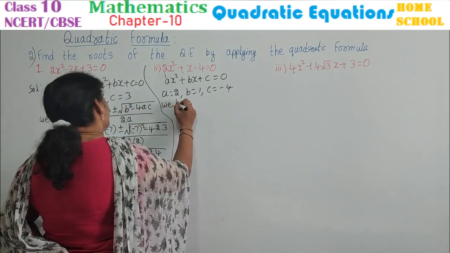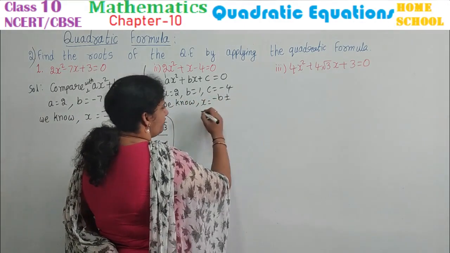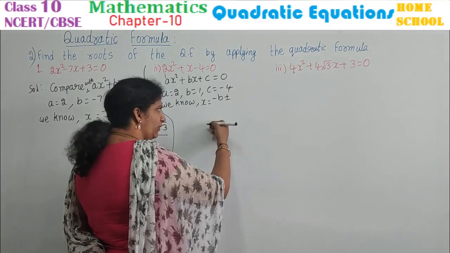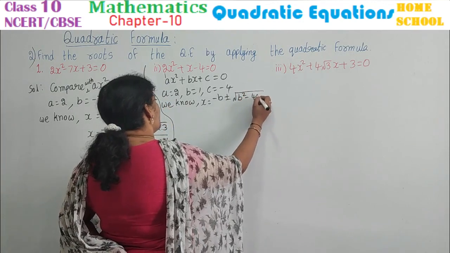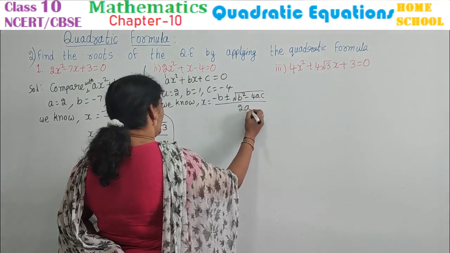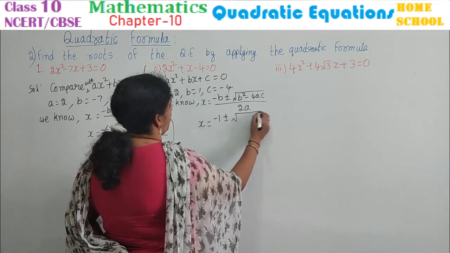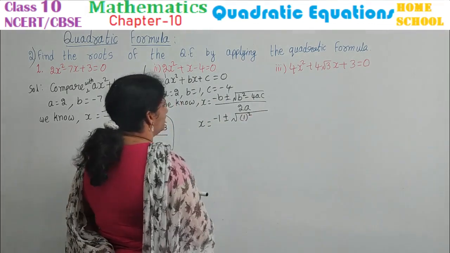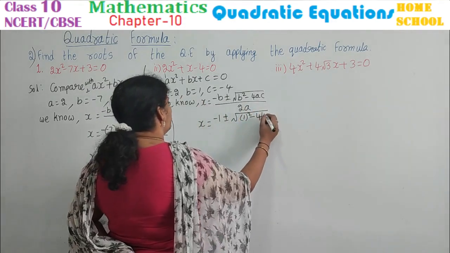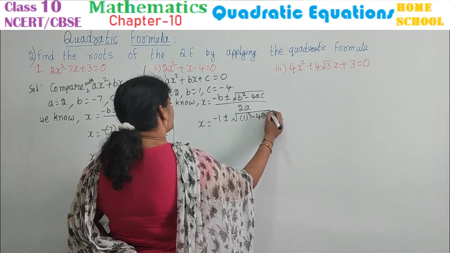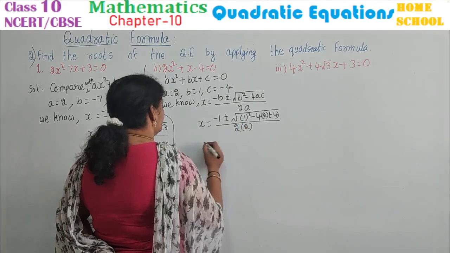We know the quadratic formula, you can write: x is equal to minus b plus or minus root b square minus 4ac by 2a. Substitute the values. B value is 1, minus 1 plus or minus root of b square, 1 square, minus 4ac, 4 into 2 into minus 4, whole divided by 2a, 2 into 2.